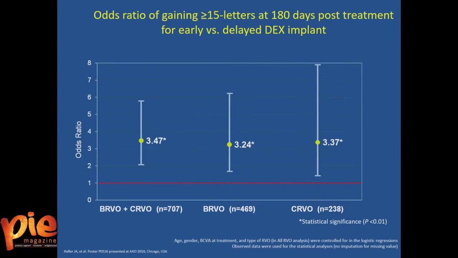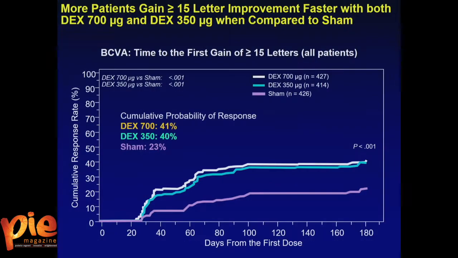So early diagnosis and treatment is important in RVO, and this is the chances of getting a 15-letter improvement in the second treatment cycle compared with the people who had sham or got the active treatment the first treatment cycle. Patients who were treated from the get-go had a 3 times chance, across all groups, of getting a 15-letter improvement.